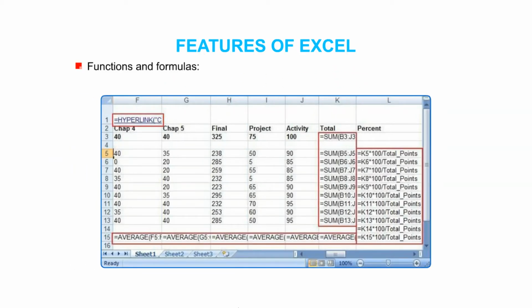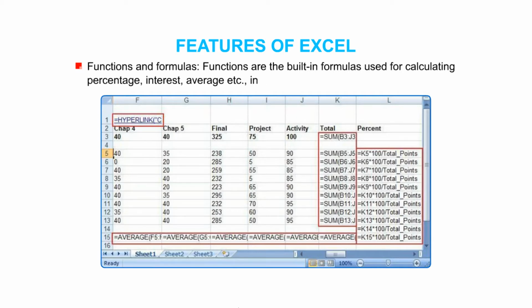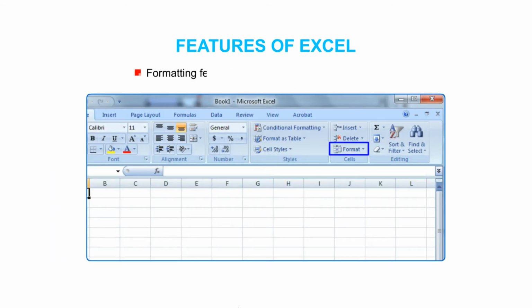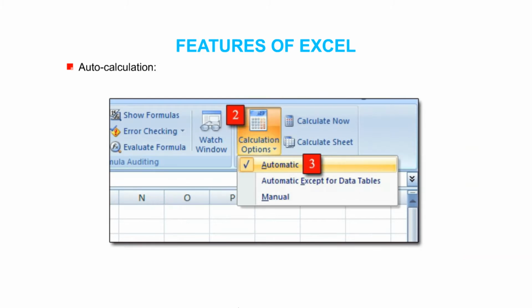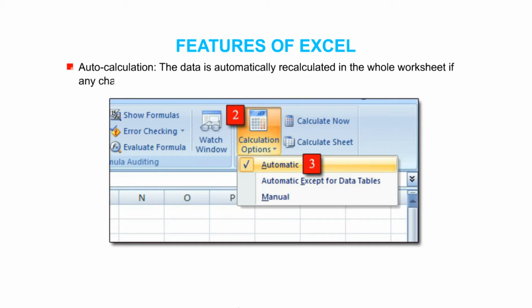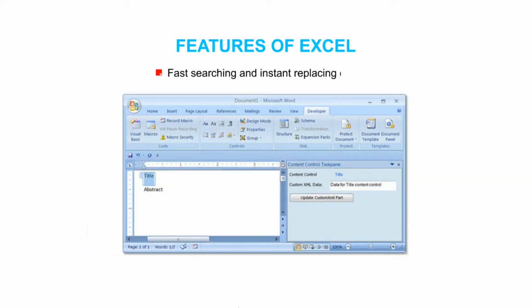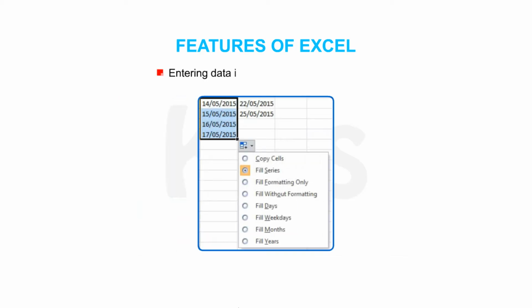Functions and formulas. Functions are the built-in formulas used for calculating percentage, interest, average, etc. in MS Excel. Formulas are mainly used for simple and complex calculations. Formatting features improve the appearance of data. Auto calculation. The data is automatically recalculated in the whole worksheet if any change is made in a single cell. Fast searching and instant replacing of data. Entering data in series using the autofill option.